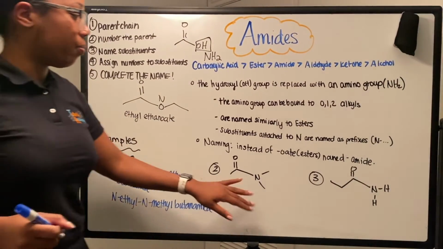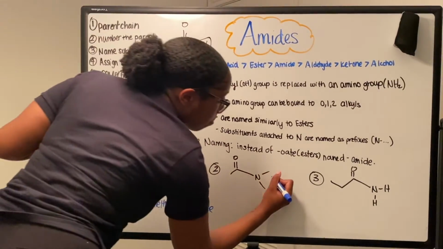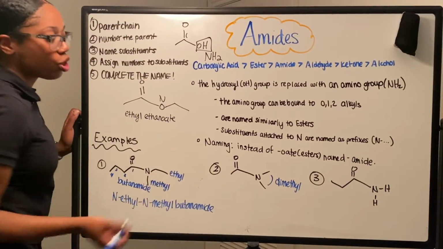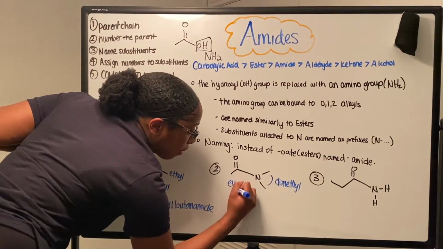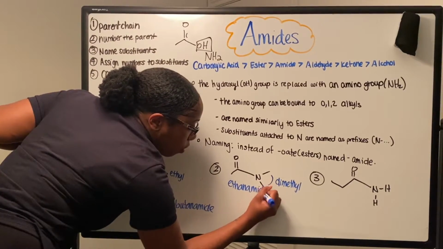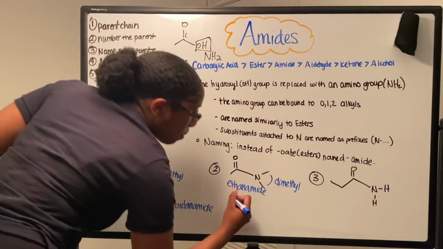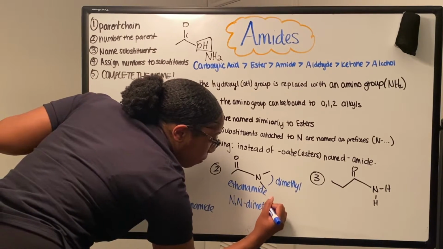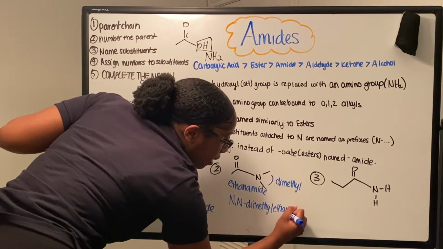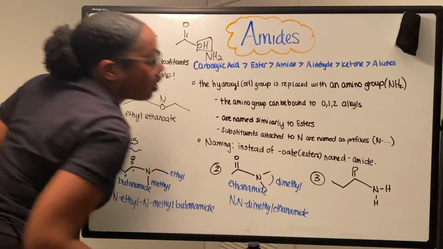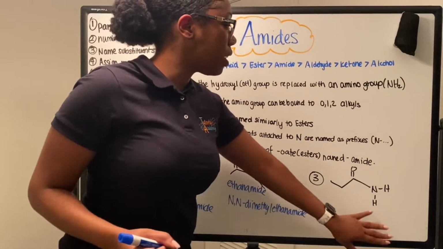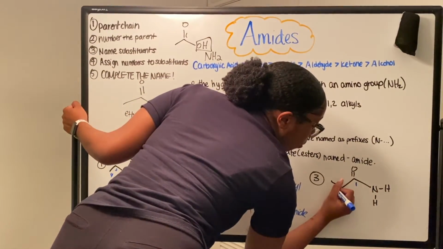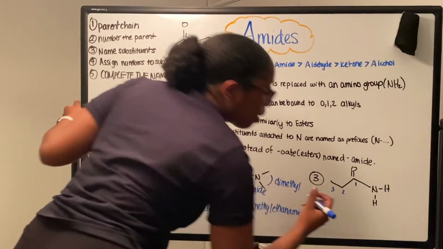Now let's look at number 2. We have two methyl groups. So this is methyl, so this would be dimethyl. And then here we have 2, so 2 is ethanamide. So when we put these two together, it's just going to be N,N-dimethyl ethanamide. Now to do the last one here. This one doesn't have anything attached to the N, so we can just go ahead and name it. So we have 1, 2, 3 carbons. So this is going to be propanamide.